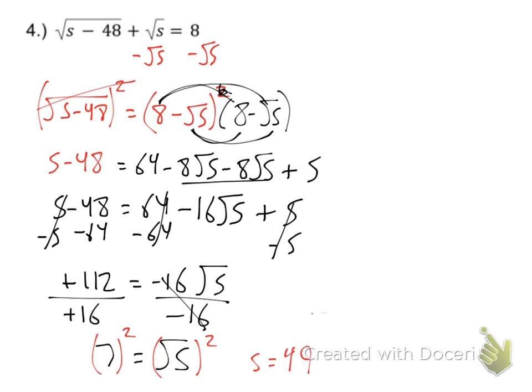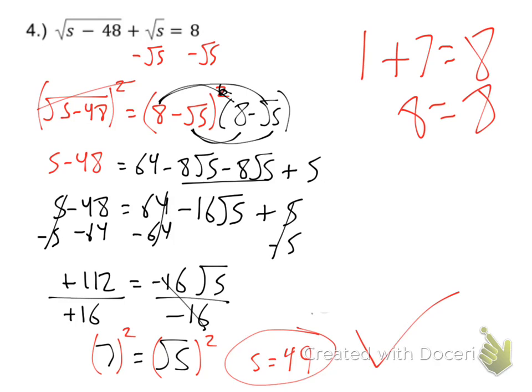Cool. I like that. What should I do with that, though? Circle it. Circle it? Okay, what else? Plug it back in. Guys, I'm not going to go through a whole bunch of hoops to do this. I'm just going to go up here and say, okay, what's 49 minus 48? So that's 1. Okay. And then plus, what's the square root of 49? 7. Does that equal 8? Yeah. So 8 equals 8. So therefore, check is definitely 49 works.